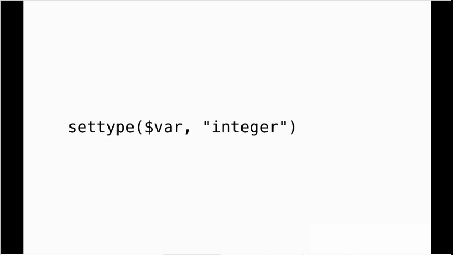comma, and then the second argument is the type that we want to set it to. So in this case, it's going to either convert var to be an integer or make sure that it already is an integer. Notice that integer is in quotes. It's a string that we're passing in.